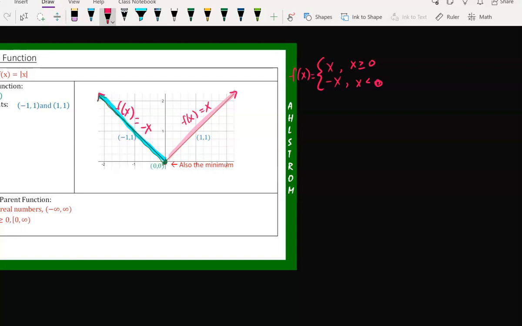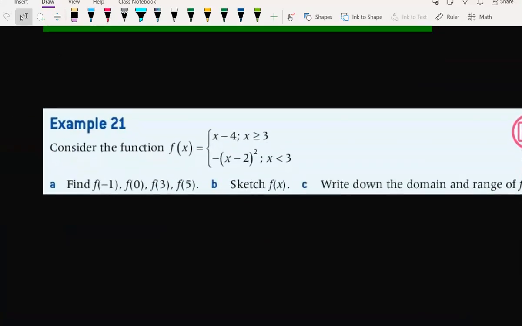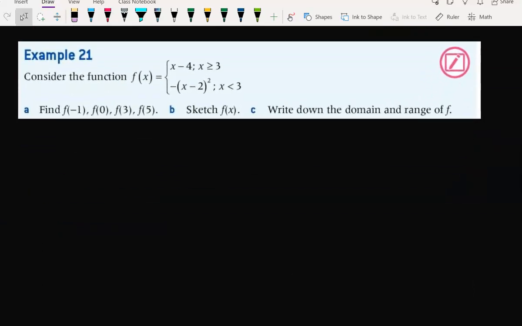So once again, that's why I don't have an equal sign for both of them. It would not make it a function because that 0 overlaps. To give you an example, consider the function f of x. We have a linear x minus 4 when x is greater than or equal to 3, and then we have a quadratic, negative x minus 2 squared, when x is less than 3.